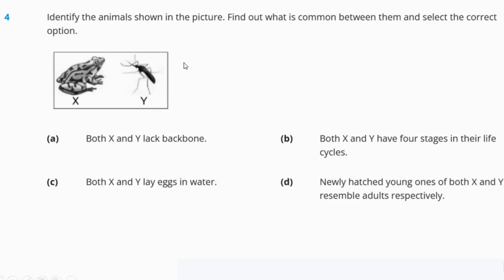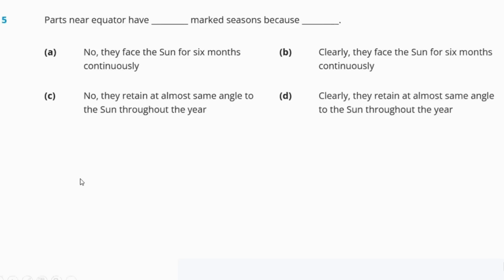Question number 4. Identify the animals shown in the picture. Find out what is common between them and select the correct option. Both X and Y lack a backbone? No, a frog has a backbone. Both X and Y have 4 stages in their life cycle? No. Both X and Y lay eggs in water? Yes, this is the correct option.